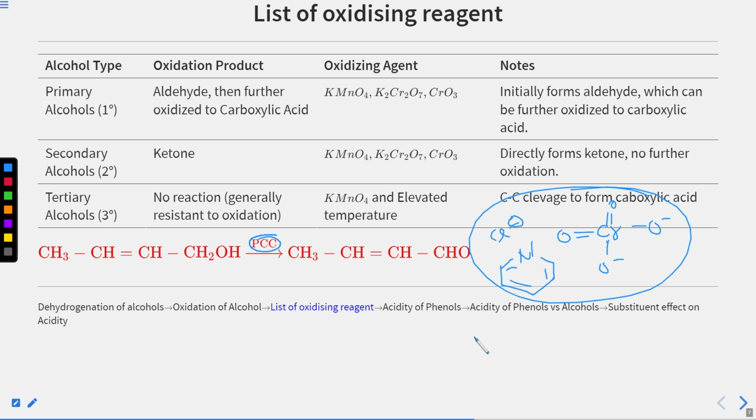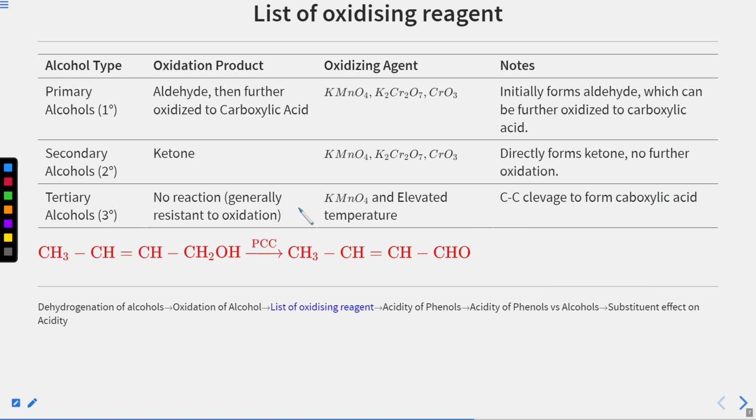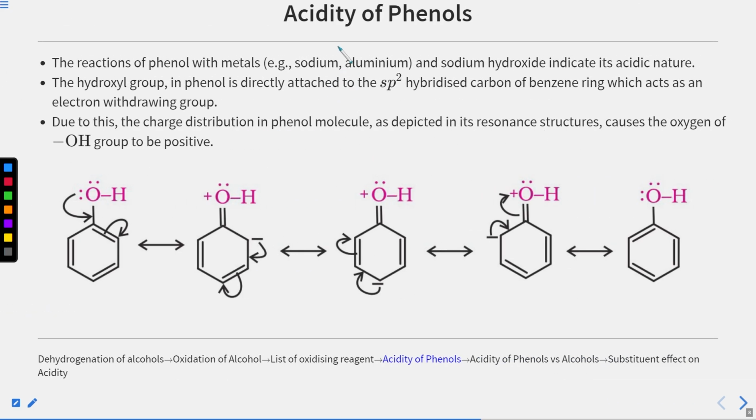If I look into it, I will surely put up the slide in the next class. But for now, assume that PCC can oxidize this into aldehyde only, and it will not be further converted into ketone, as contrary to these reagents that will convert your primary alcohol directly into carboxylic acid. Clear? Now we will move to acidity of alcohol and phenol.